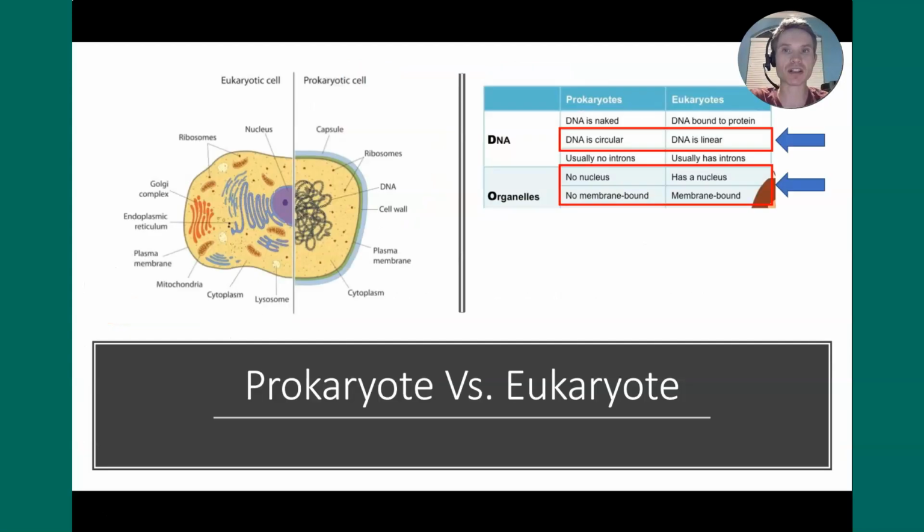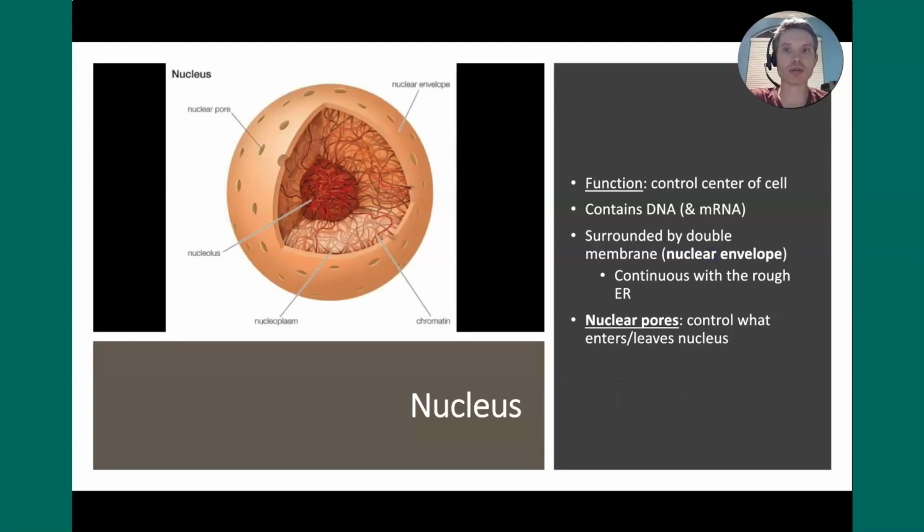So what are the differences between these two cells? Well, to begin with, the prokaryotic cell has circular DNA, where the eukaryotic cell has linear DNA, so the chromosomes are linear structures. Additionally, the eukaryotic cells have a nucleus, and they have membrane-bound organelles, such as the mitochondria, the chloroplast, Golgi, or ER. Next, we are going to look at the individual organelles that are present in the eukaryotic cell. We'll start with the nucleus.